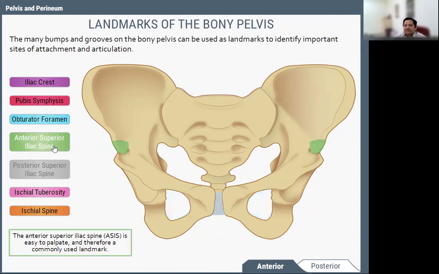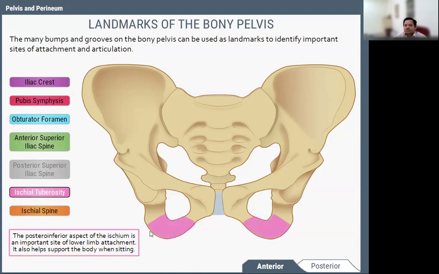Then you can see the anterior superior iliac spine, ASIS, which is easy to palpate and therefore a commonly used landmark. This is the point from where many muscles originate, especially, as you can recall, the sartorius. From here the inguinal ligament attaches from the ASIS to the pubic symphysis, the pubic tubercle. So there are many things which arise from the anterior superior iliac spine.